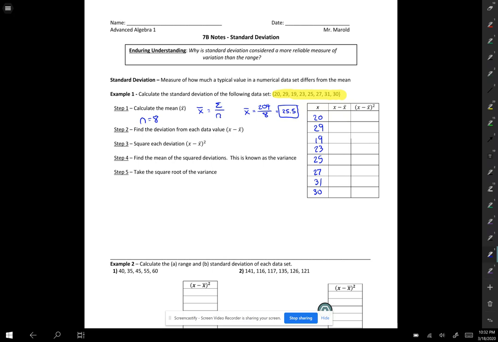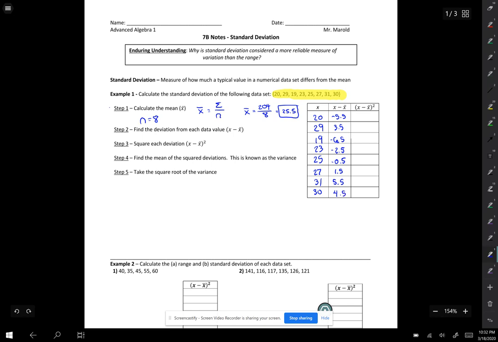For the first one, we would take 20, subtract 25.5, which gives us negative 5.5. Then we'll do that for each one. 29 minus 25.5 is 3.5. 19 minus 25.5 is negative 6.5. And we'll do that for each value. As you can see, this is a lengthy process. We want to have the idea of how to calculate it by hand. We'll do a couple examples, but for the most part, we will do most of our calculations on the calculator.